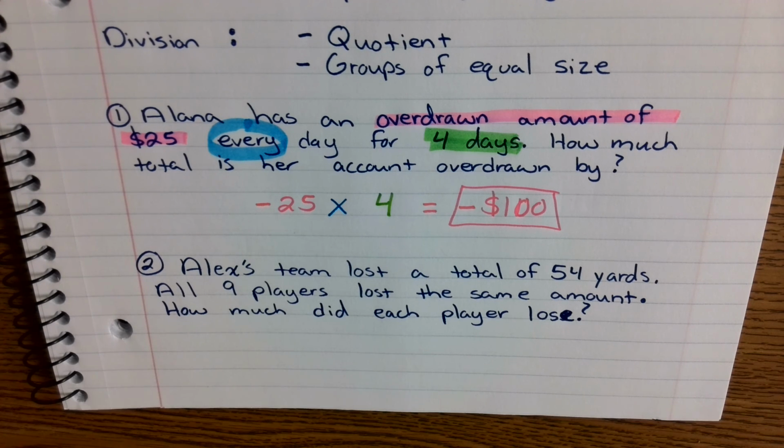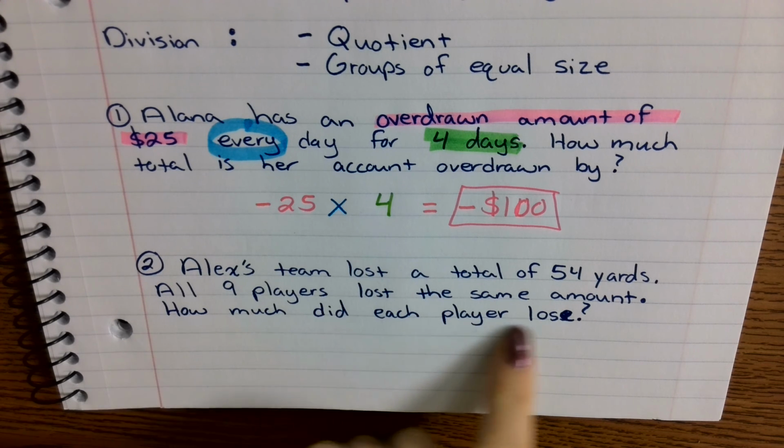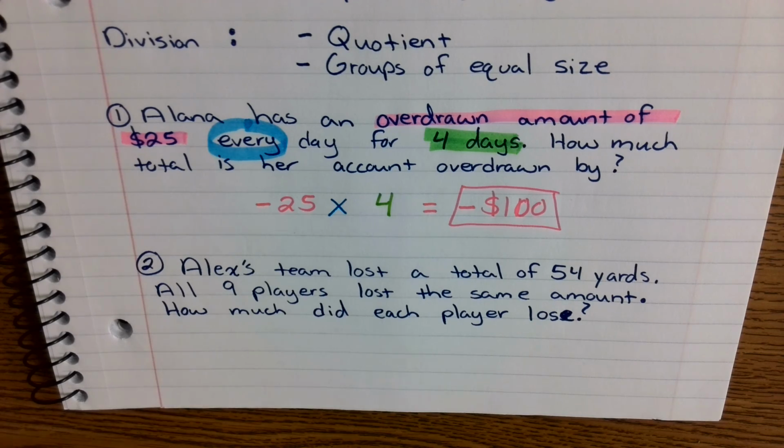Alex's team lost a total of 54 yards. All players lost the same amount. How much did each player lose? So what operation are we thinking, Robert? Division. Why? Because, well, not the each, but same amount. They all lost the same amount.